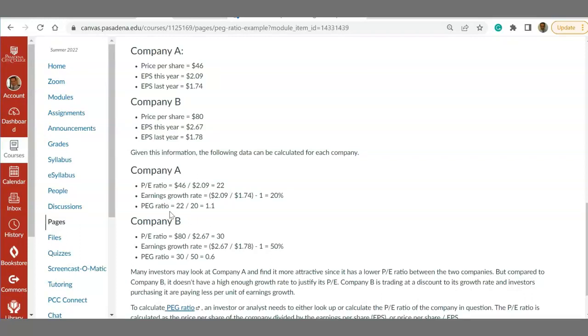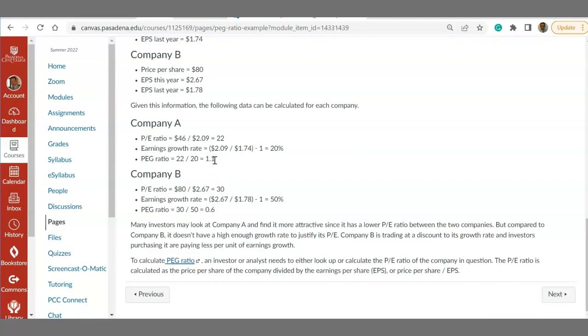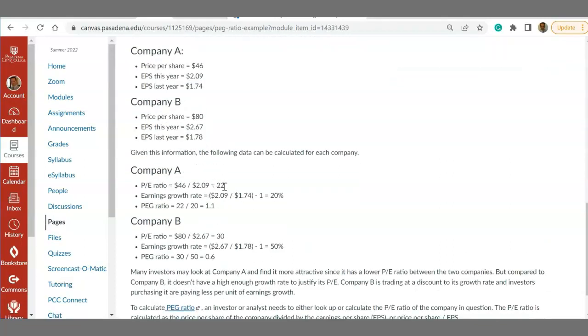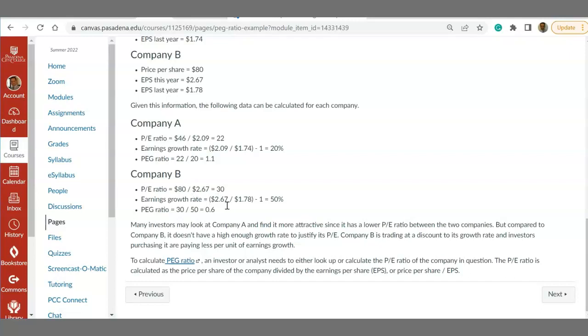Now, PEG ratio is the PE ratio, which is 22, divided by the growth of 20. And that gives you 1.1. So 1.1 is bigger than 1, right? 1.1 is bigger than 1. So here you see that the PE ratio for this company is 22, and PEG ratio is 1.1. Now let's look at company B and then we read the rest.